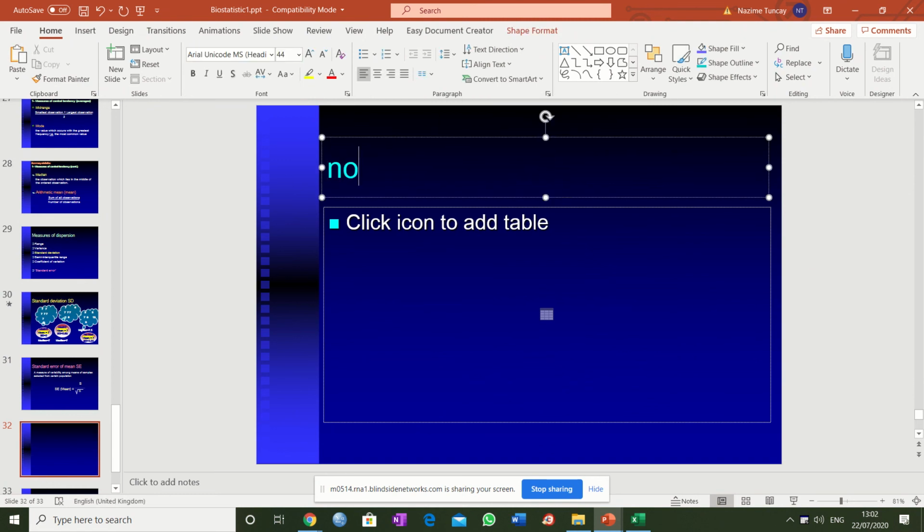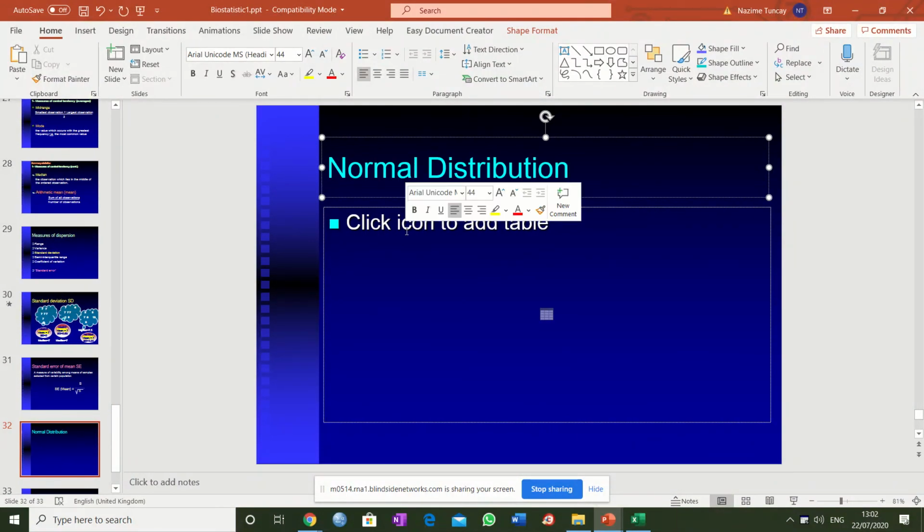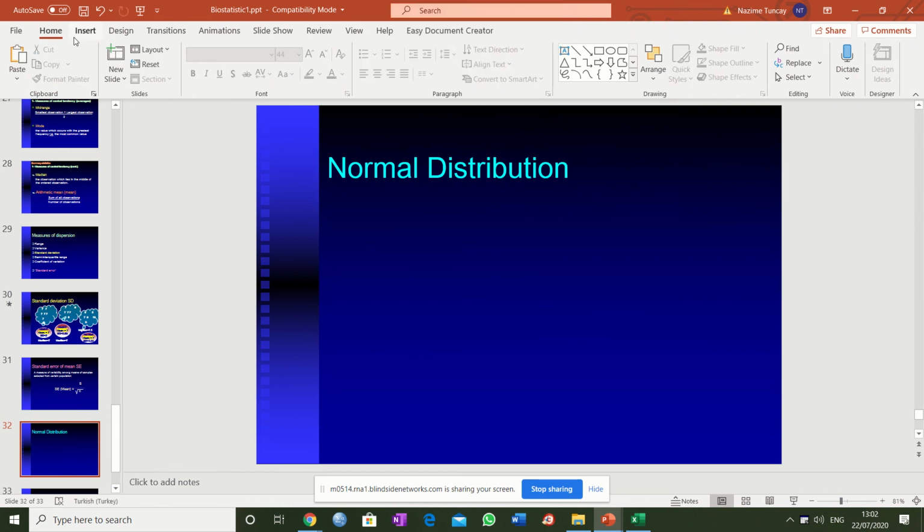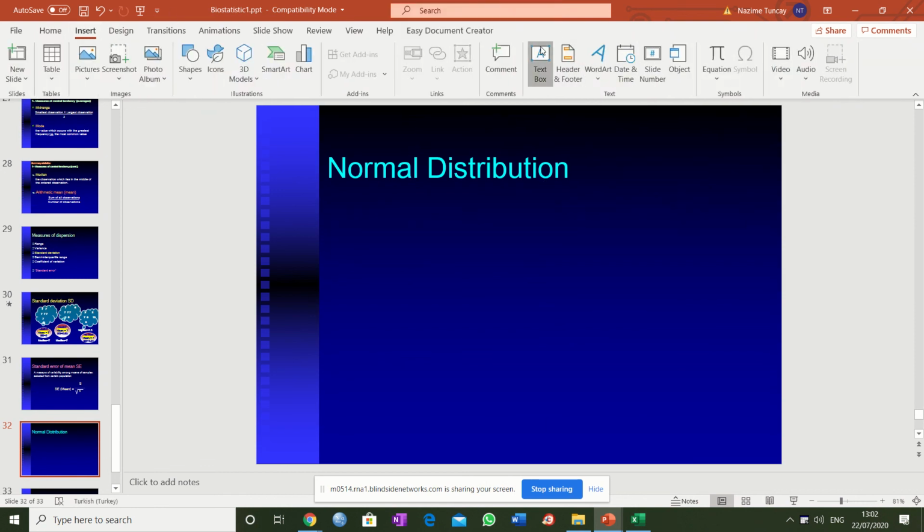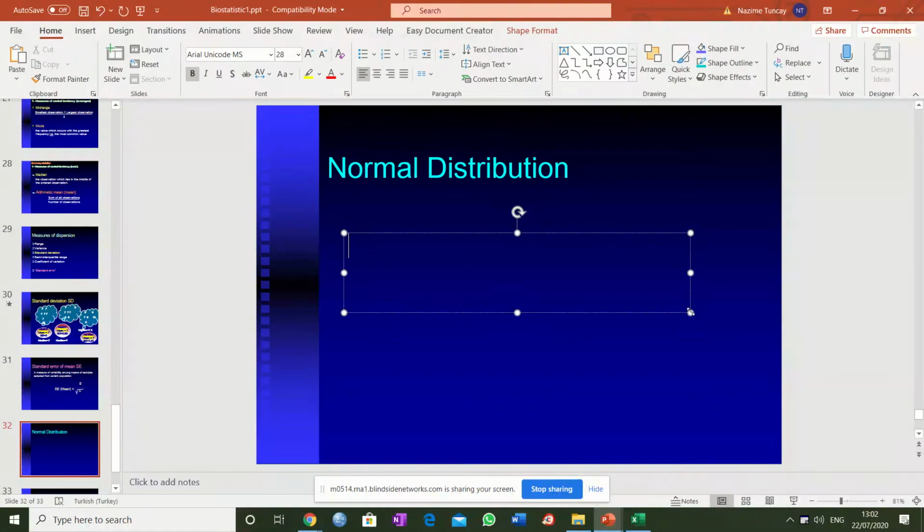Yes, normal distribution. I'm going to add one more slide here. Normal distribution is a case where we have, this is a table, I don't want a table. Normal distribution is the case where mean is equal to mode equals median. This is our first formula.